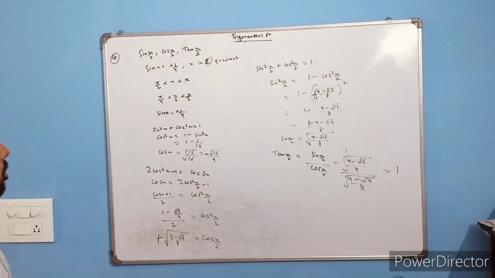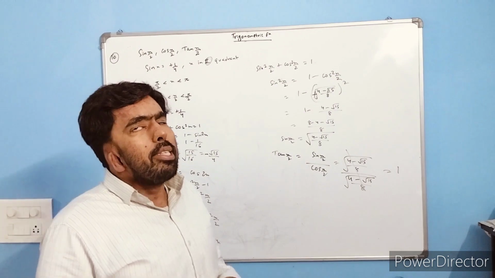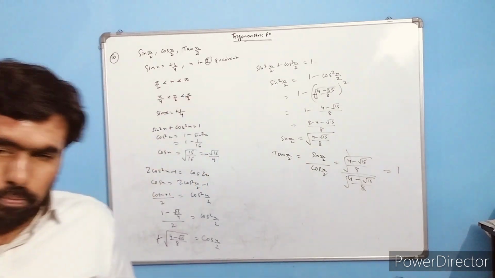Sin was in the first quadrant. So easily we can find and solve such kind of numbers. Thank you.